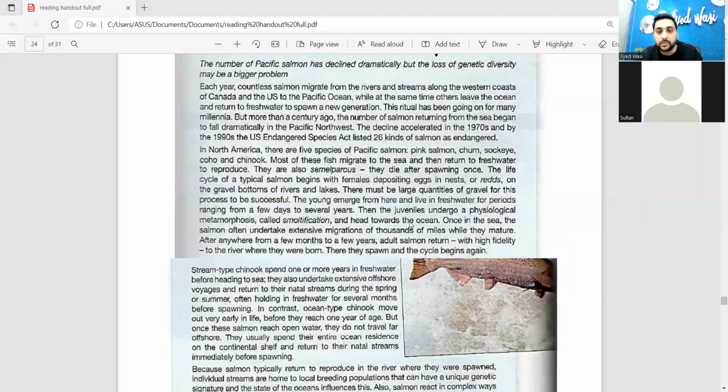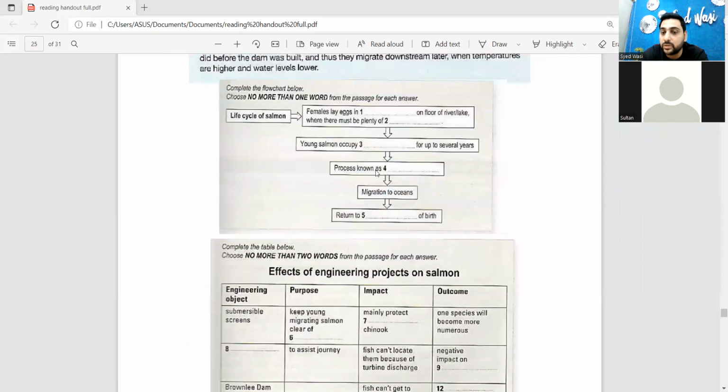Here, after several years, what comes next: then the juveniles undergo a psychophysiological metamorphosis called smoltification. So metamorphosis, physiological metamorphosis is a kind of process they go through, and that is called smoltification. And another clue here is that it is written in italic, so it is a specific name of a process. That is a hint here, because the process known as is smoltification.